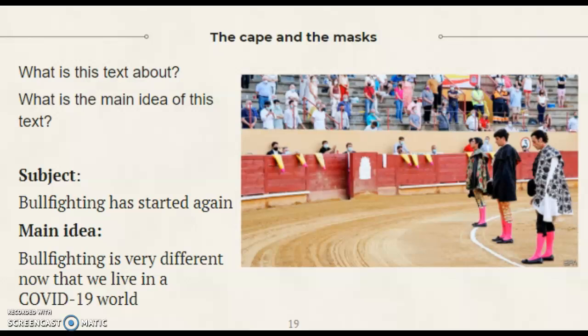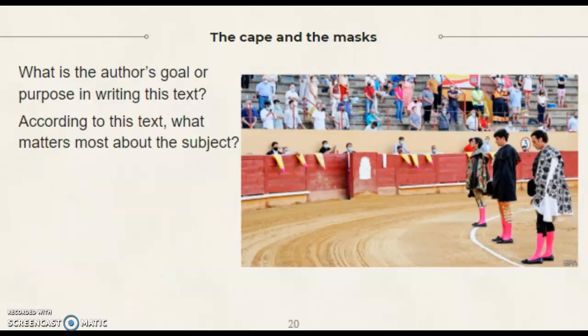There's more than one possible answer here, but you'd say the subject, the concrete thing that this text is talking about is the fact that bullfighting has started again. And the main idea about that is that bullfighting is very different now that we live in a COVID-19 world. What is the author's goal or purpose? According to the text, what matters most about the subject?